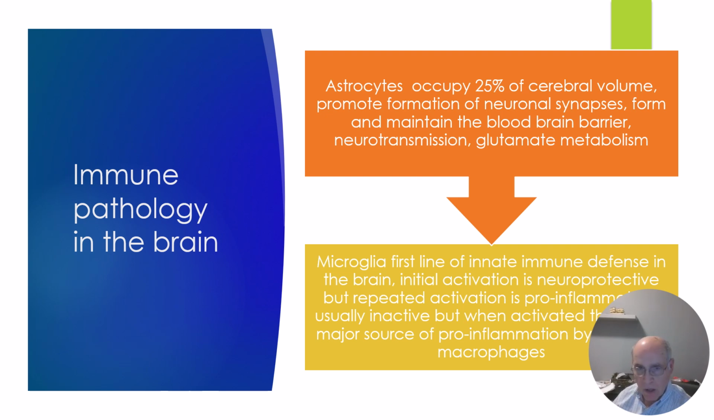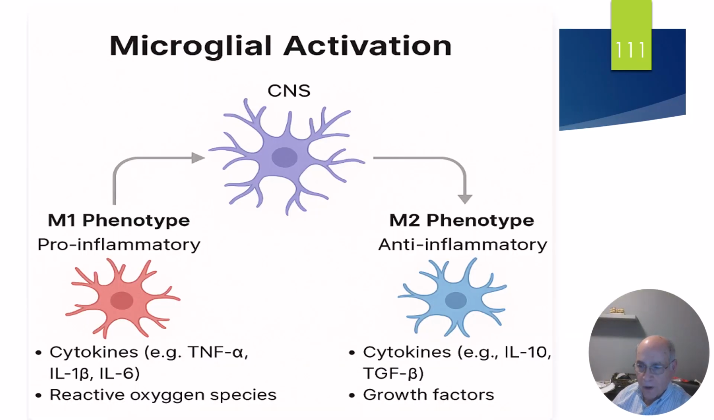innate immune response, and astrocytes, which really is the glue that holds synapses together. It helps to maintain the blood-brain barrier, and it helps to just keep all of the tissue of the brain together. So when microglial cells get activated, they can go into two different phenotypes. One is a pro-inflammatory, which is labeled M1, and you can see the type of cytokines that are released. It also releases reactive oxygen species.